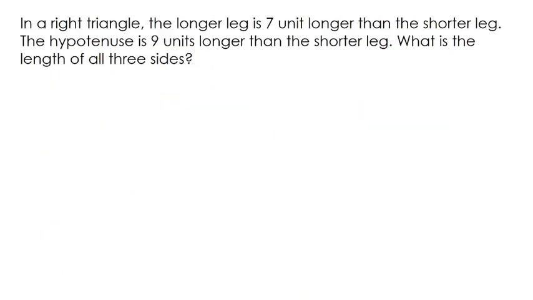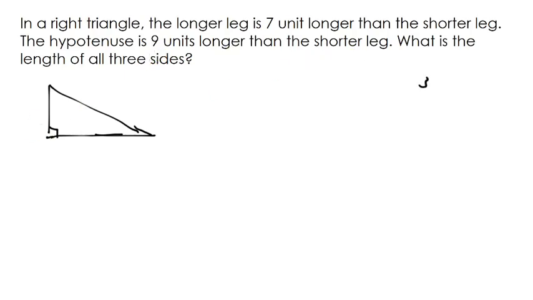Let's look at another problem. In a right triangle, the longer leg is 7 units longer than the shorter leg. The hypotenuse is 9 units longer than the shorter leg. What is the length of all three sides? So what we have here is a right triangle, so I'm going to draw us a right triangle. And it looks like we're defining both the long leg and the hypotenuse in terms of the shorter leg.